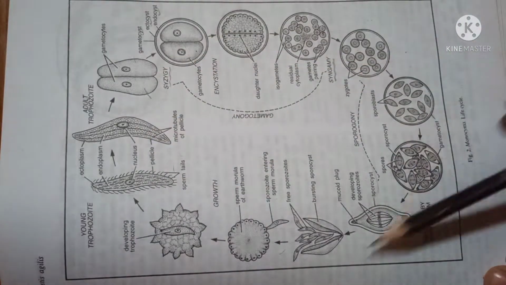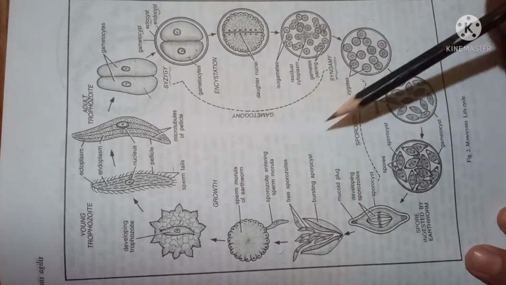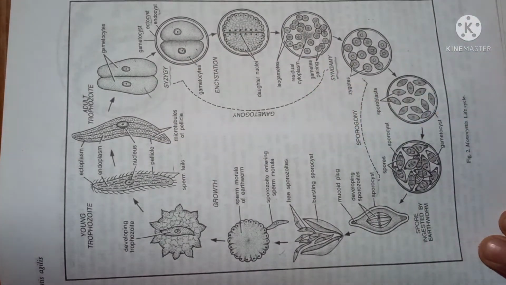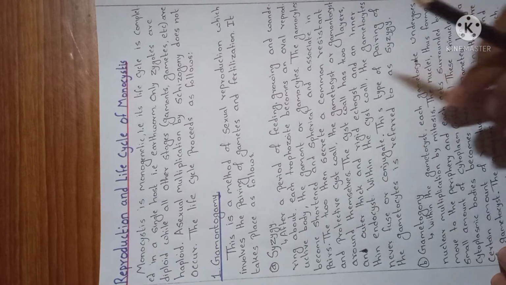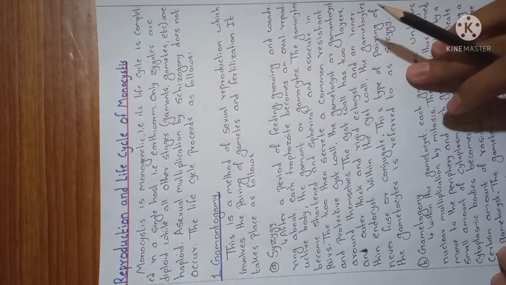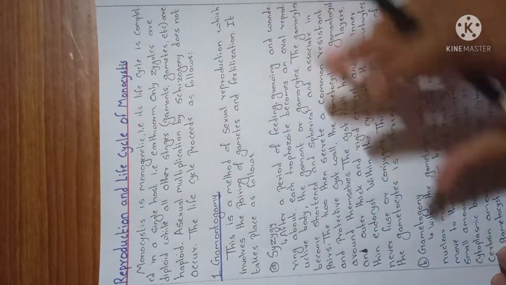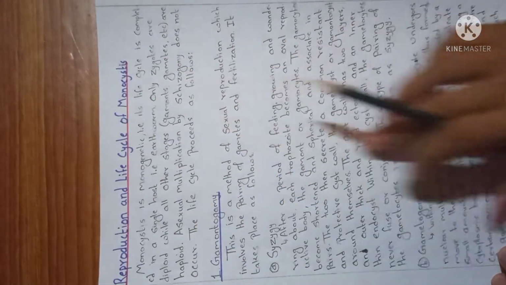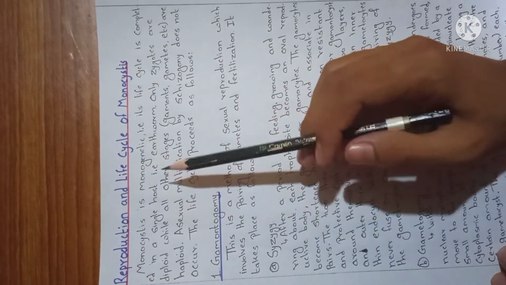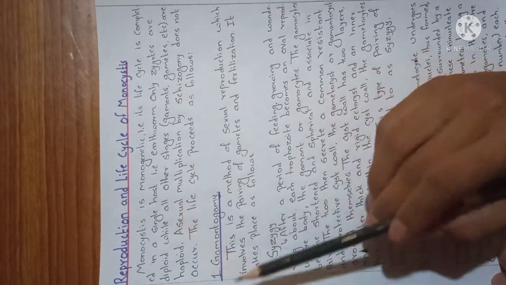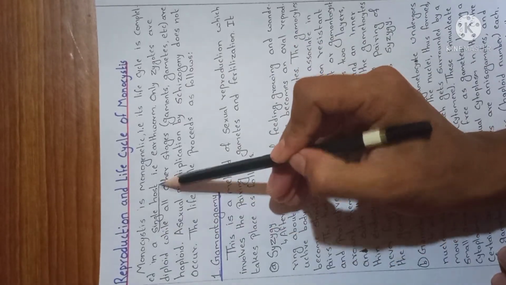After studying this cycle, we have to learn it through the written form. So we are going to learn it now. It is the written note on the reproduction and life cycle of Monocystis. We are going to explain in written form what we have explained earlier in the figure. At first, Monocystis is monogenetic, which means its life cycle is completed in a single host.